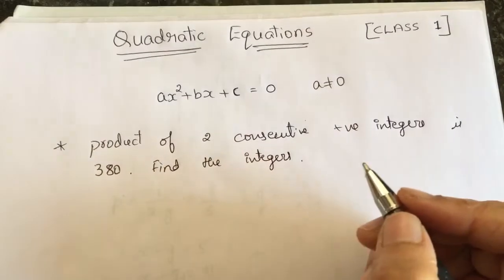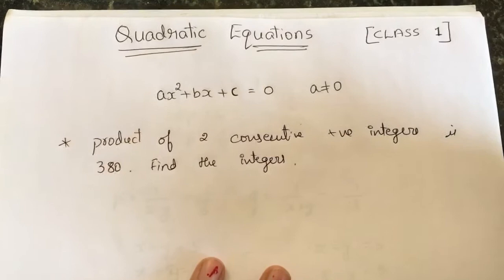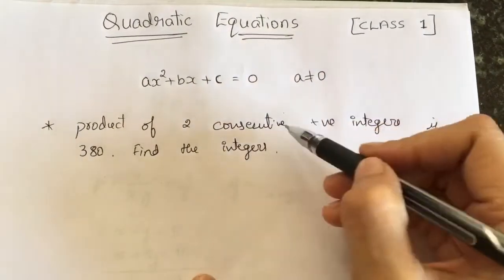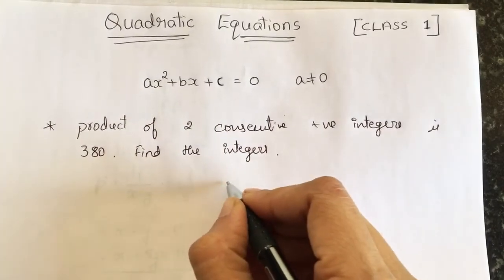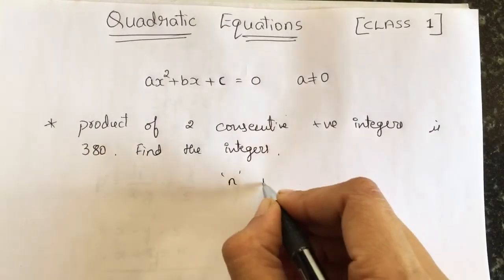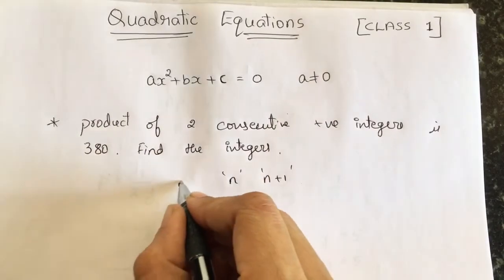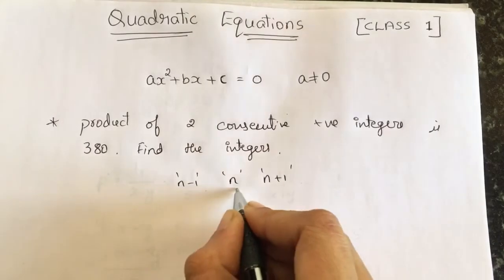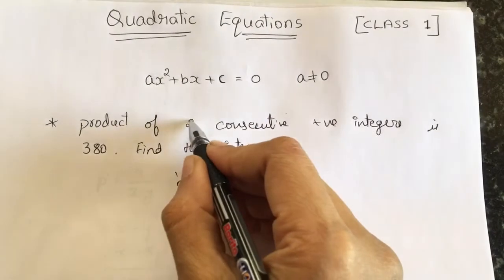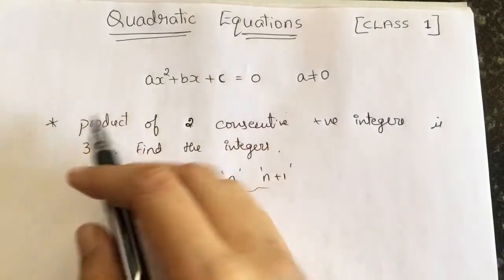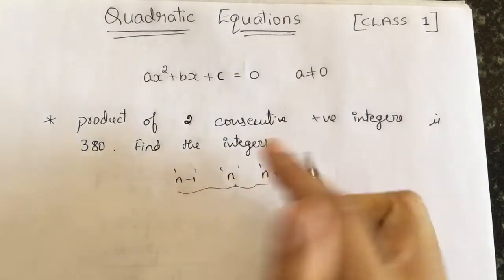What do you mean by consecutive positive integers? Positive integers means positive numbers, no doubt with that. Consecutive means continuous numbers. Suppose I take the first number as n, then the second number must be n plus 1. They are consecutive. Suppose you have taken n minus 1, then the next number must be n. So they are consecutive. Now they are saying a product of two such consecutive integers. Either you can take these two or these two. Let me take these two.